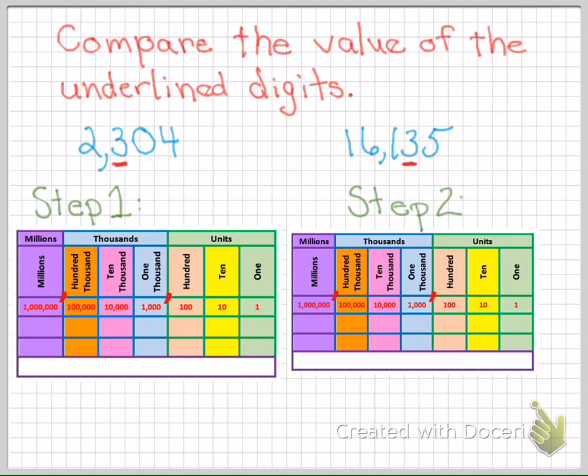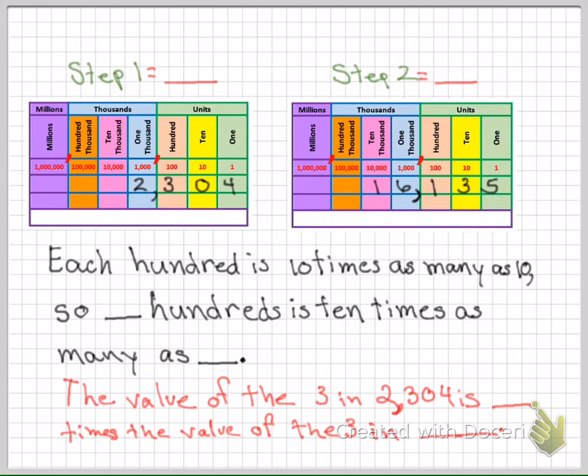Now it says compare the value of the underlined digits. In both numbers, the underlined digit is 3, but they're in different places in the number. So let's take this 2,304 and write it into the chart. 2,304. Let's write 16,135, 16,135, also in the chart. Now it wants us to compare this 3 and this 3. So here they are written in the chart again, just so I can clean it up.